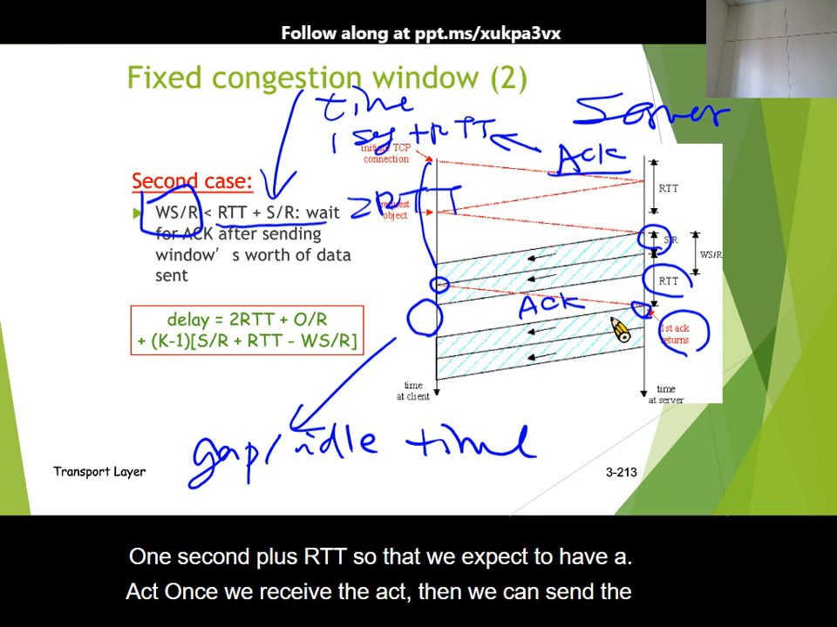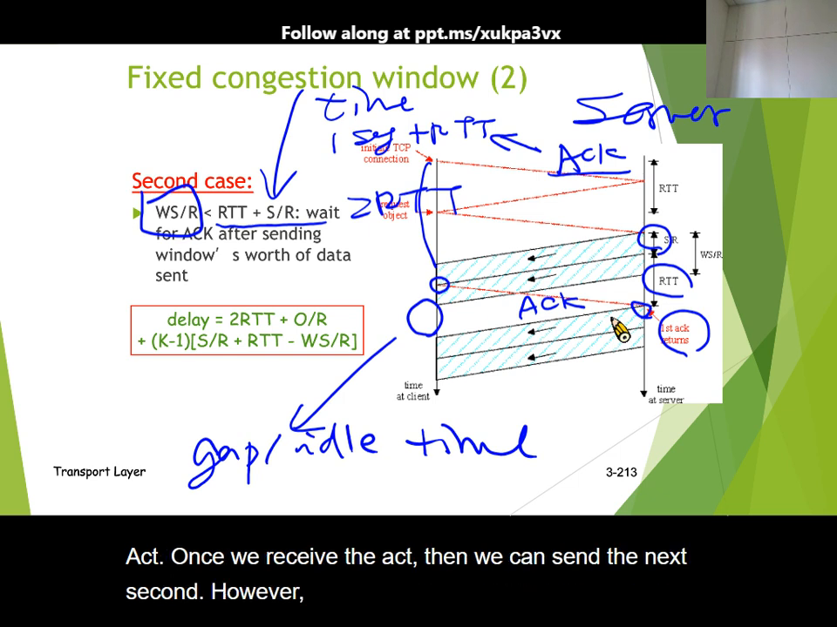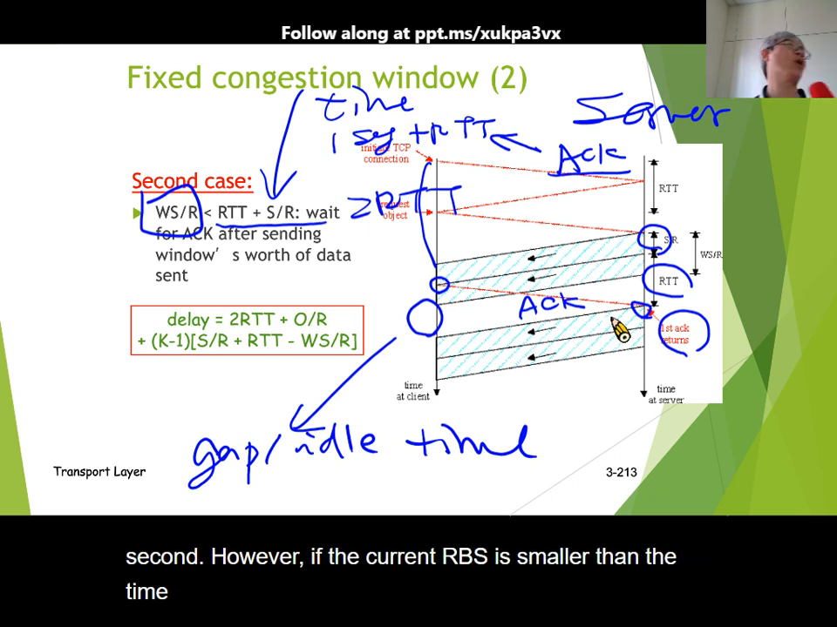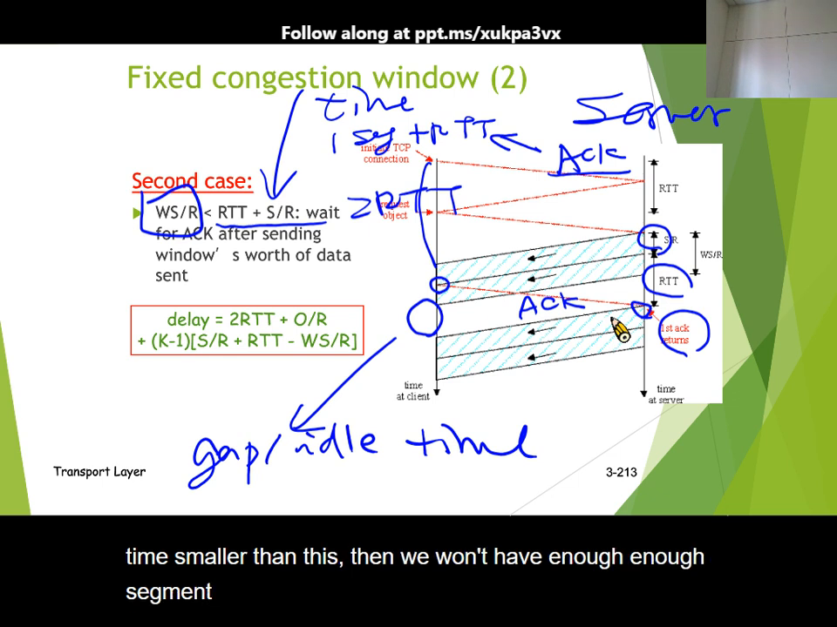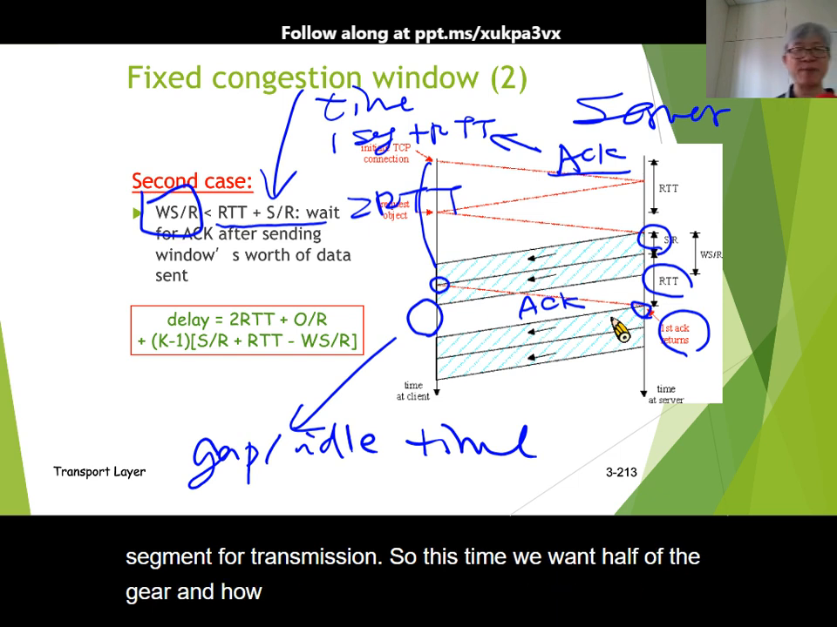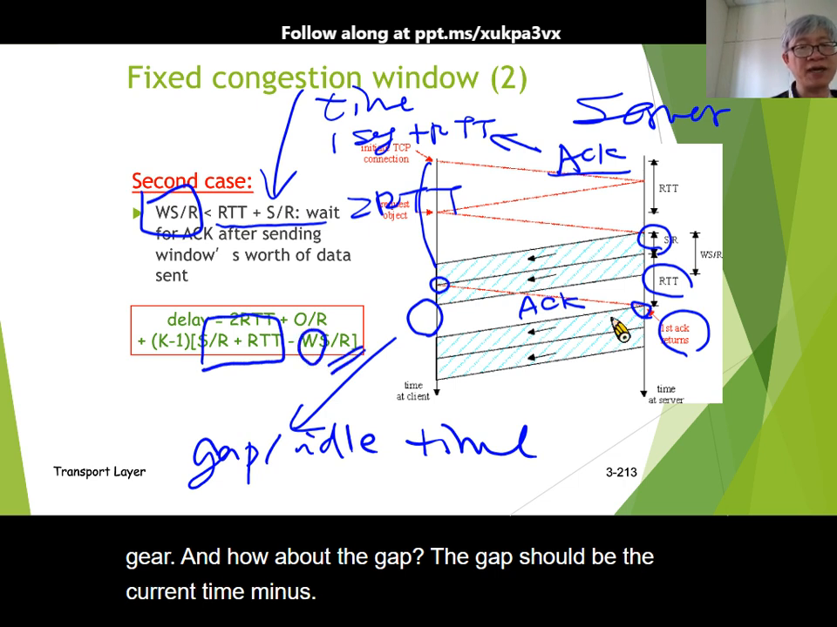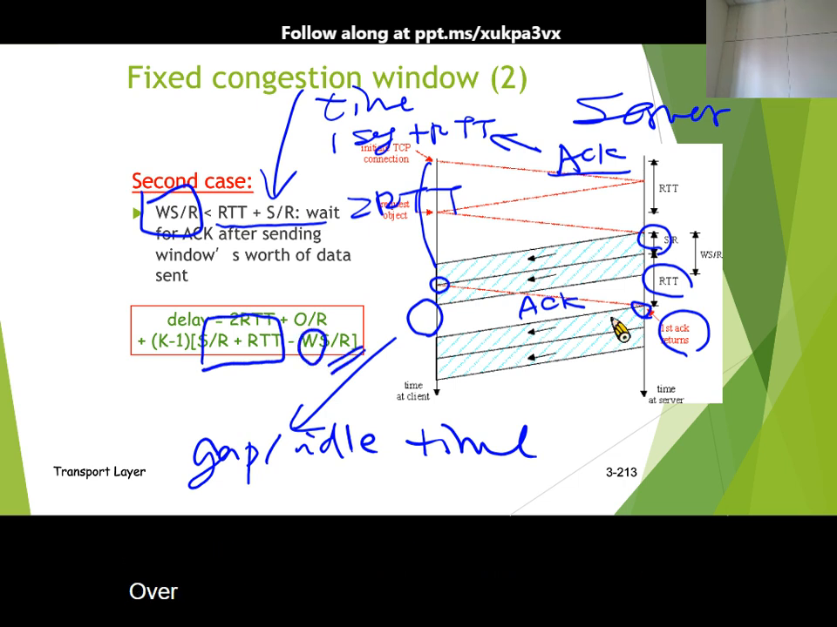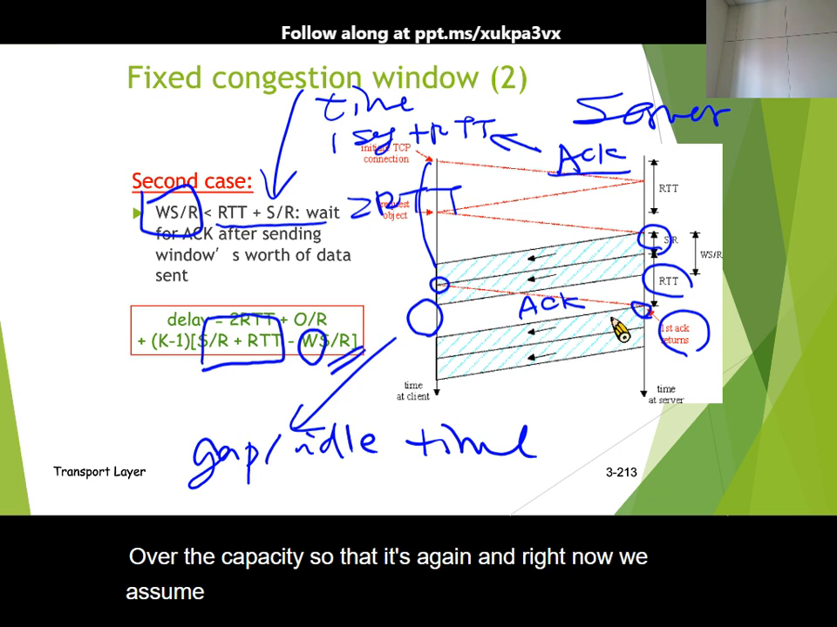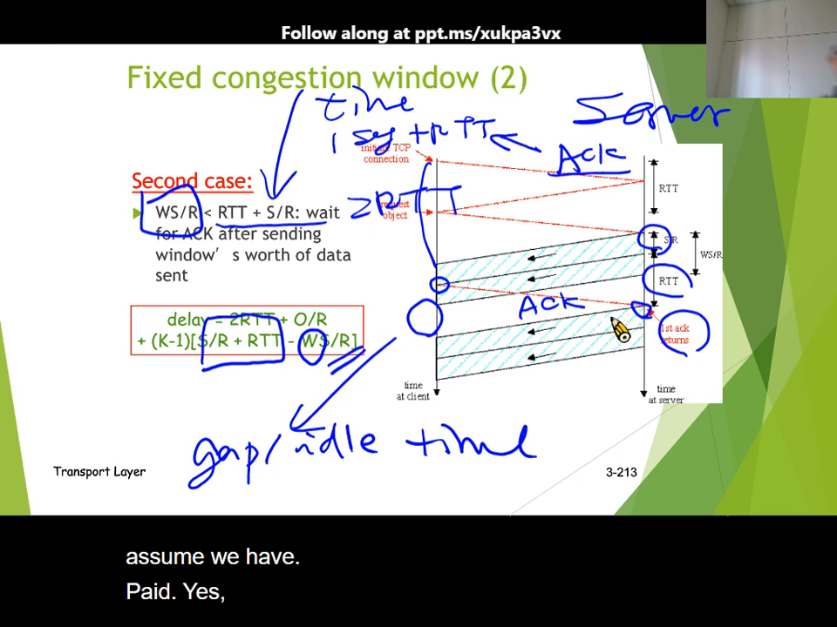However, if the window transmission time is smaller than this time, then we won't have enough segments for transmission. So this time we will have the gap. And how about the gap? The gap should be the time minus the window size over the capacity. So that is the gap. And right now we assume we have K gaps, K windows, so that we have K windows.